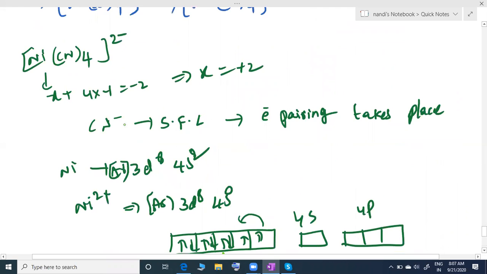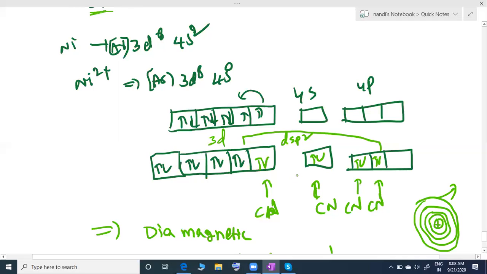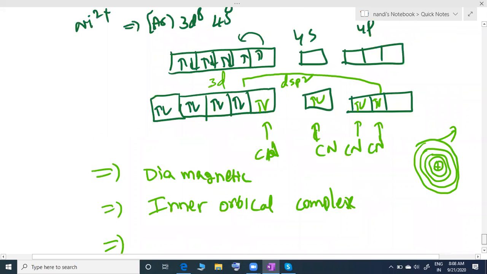So what I did here is very simple. I calculated the oxidation state and wrote the electronic configuration. After that, this is a strong field ligand, so electrons can pair up easily. After pairing, 4 boxes are required because there are 4 ligands. Then the 4 undergo hybridization, that is dsp2. After that, we checked for unpaired electrons; there are none, so it is diamagnetic. Since inner orbitals participate, it is an inner orbital complex. This is done. Fine.